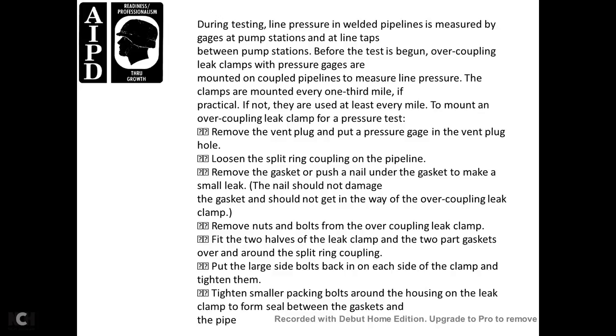To repair a coupling leak, remove the nuts and place the two halves of the leak clamp and the two-part gaskets over and around the split ring coupling. Put the large slide bolts and backing on each side of the clamp, then tighten the smaller packing bolts in the housing of the leak clamp to seal between the gaskets and the pipe.